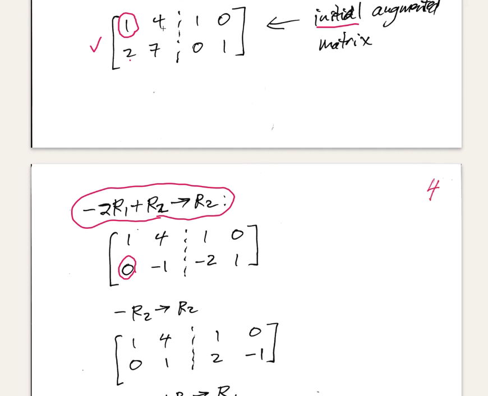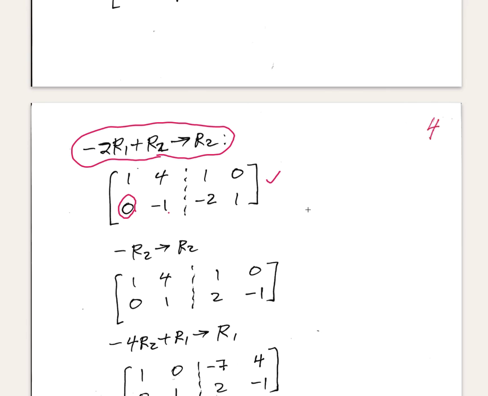That's motivating everything. -2 times 4 is -8. Adding to 7, it gives me -1 right there. -2 times 1 added to 0, I got -2. -2 times 0 is 0, added to 1 is 1. So you see I end up with that matrix.